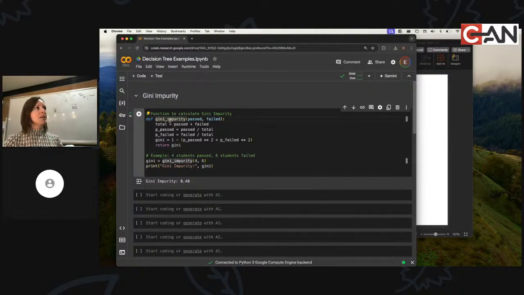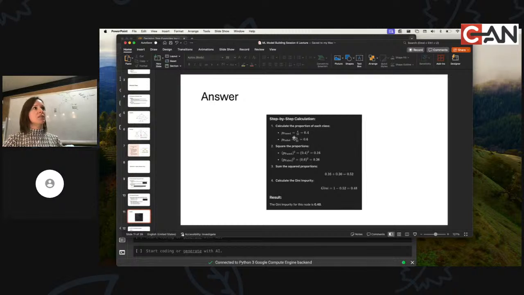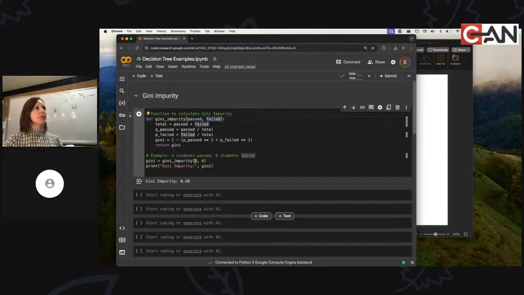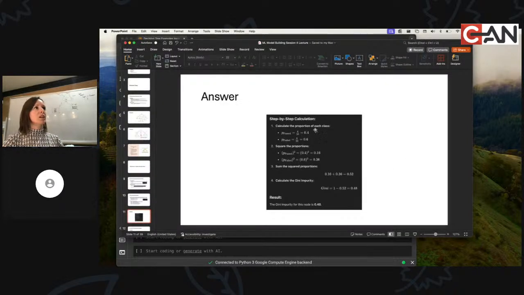of using them. Let's create a function called Gini impurity. And to it, let's pass the students that have passed and the students that have failed. So in this case, we're passing 4 and 6. And when we pass passed and failed, let's follow our steps here. First, we're going to get the proportions of each class. Well, actually, first we're going to get our total because that's what goes on the denominator. So we're going to get our total by adding passed and failed together. So our passed is equal to passed over total, and our failed is equal to failed over total. And that is the same thing that we did in this step here.